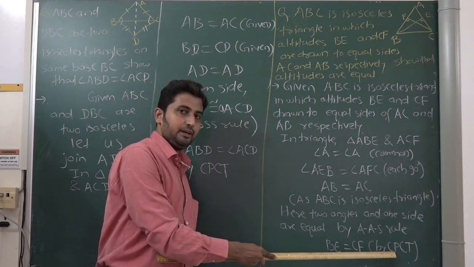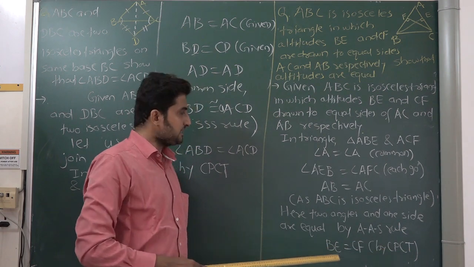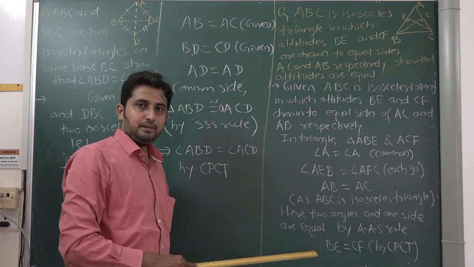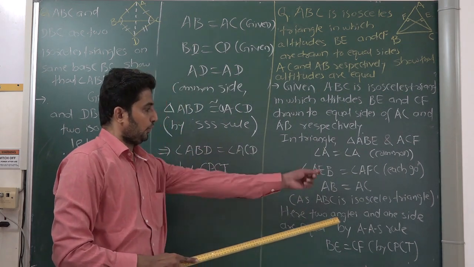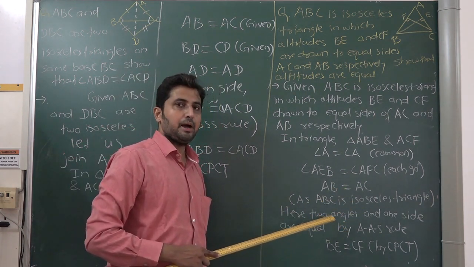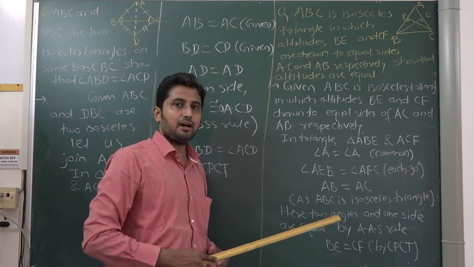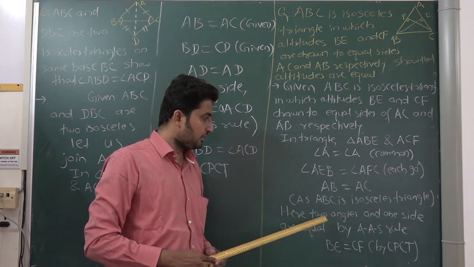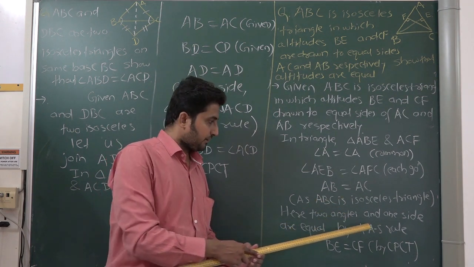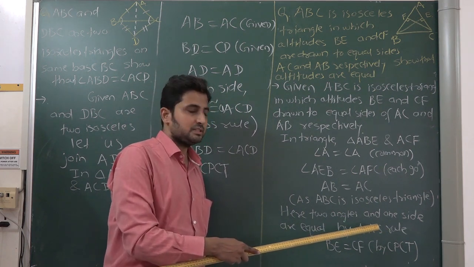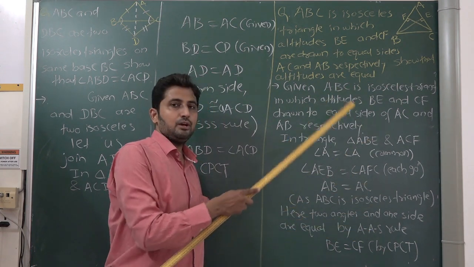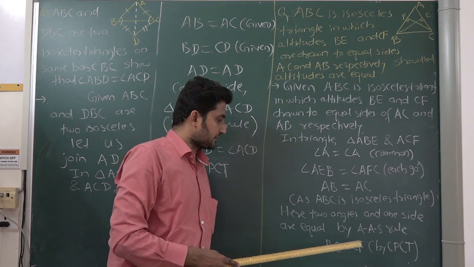CPCT, common part of congruent triangles. Hence we equate BE equals CF by using CPCT. So students, we are forming the congruency by some property, and those properties are given in my previous video and in the textbook as well. So I request you all, please go through all these congruency rules, because these rules are important in order to form the congruency between the given two triangles.